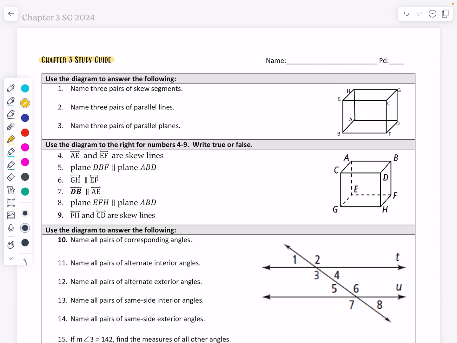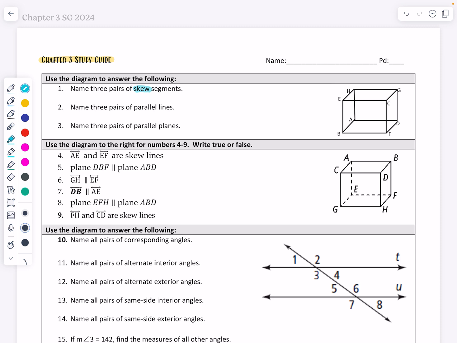The first section says use the diagram to answer the following. It wants us to name 3 pairs of skew segments. So let's think about what the word skew means. Skew is different than parallel. Parallel lines never cross and they're coplanar, meaning they face the same direction. Skew segments are going to never cross, but they're going to face different directions. They're non-coplanar, so they're going to be facing different ways.